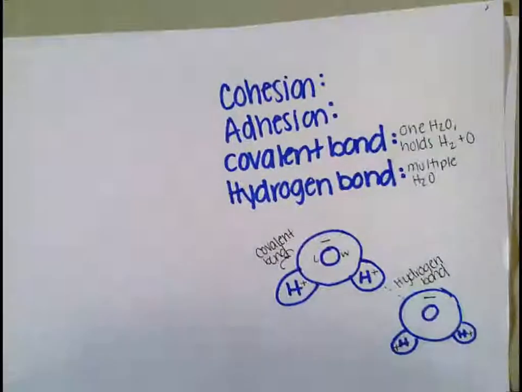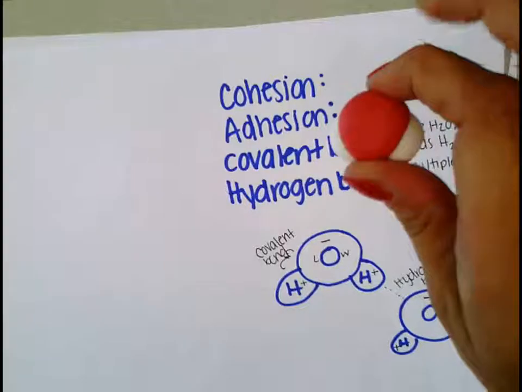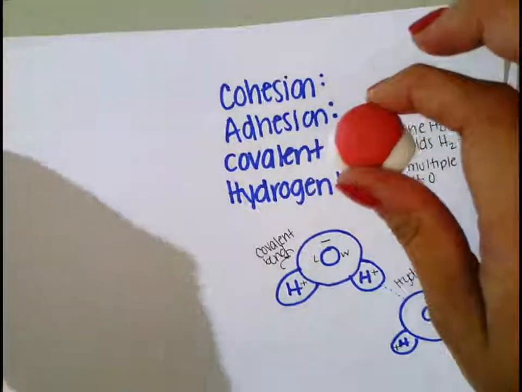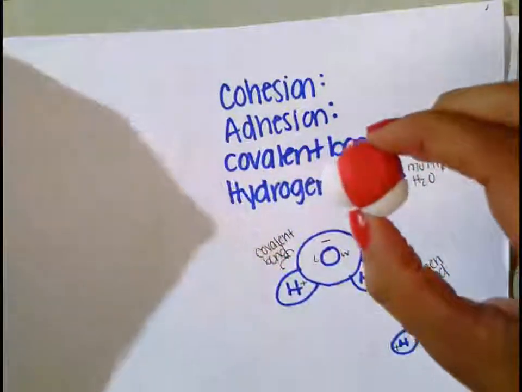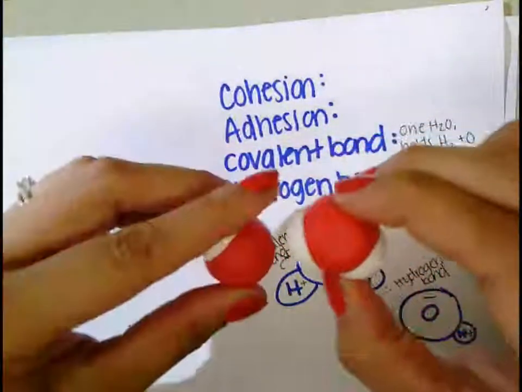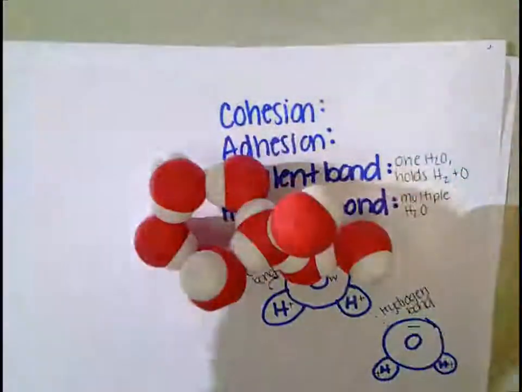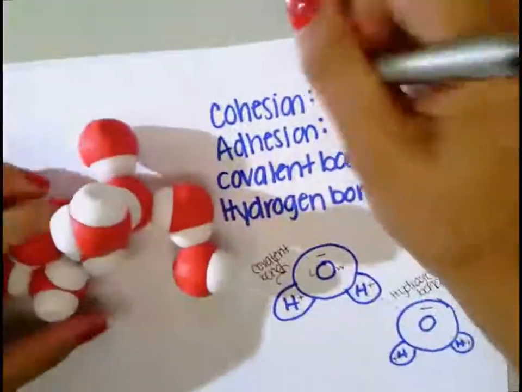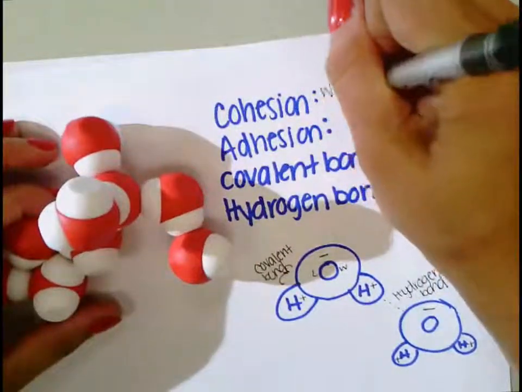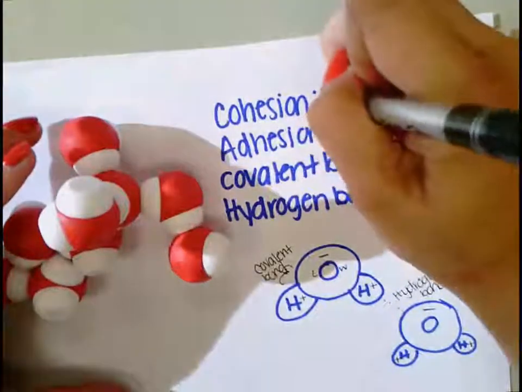Last two words, cohesion versus adhesion, okay? Cohesion, you're going to get this confused with covalent. Remember, covalent is a bond. Cohesion is gluing. Think of adhesion. You're adhering something. You're gluing something to something. So cohesion is any time that you have water sticking to water over and over and over again. So cohesion is two of the same molecules, two or more, sticking together. So water plus water, or you could think same molecules attract.